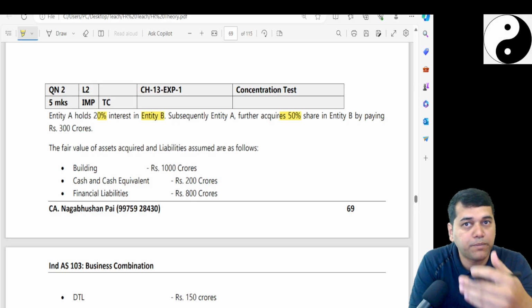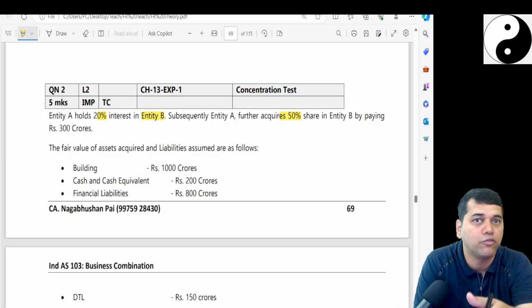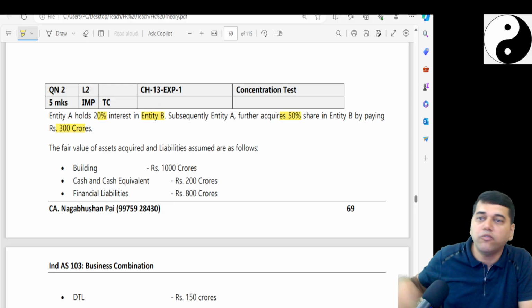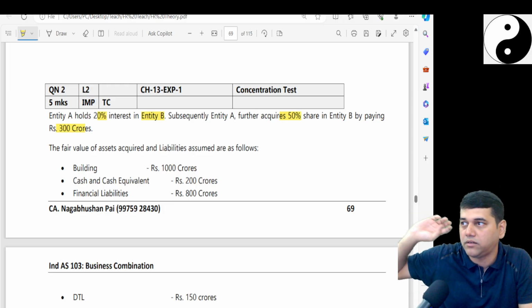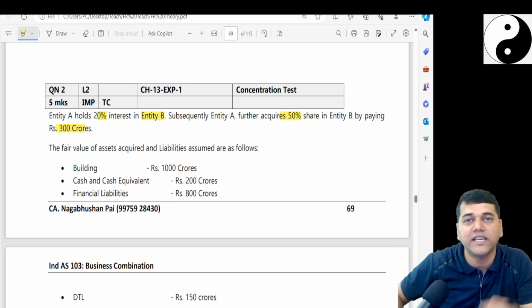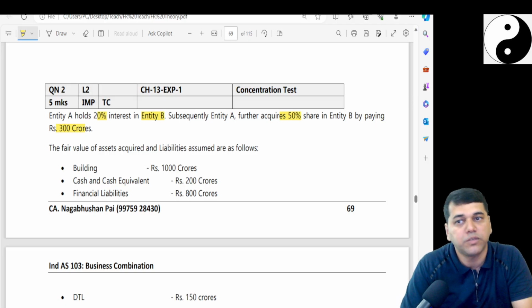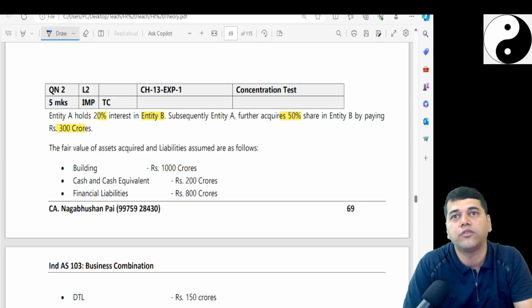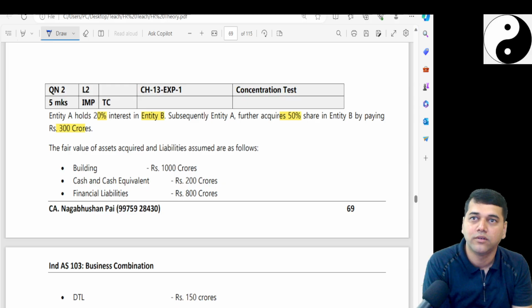So when we do the step acquisition, there is one way of calculation. We will see that as we proceed further. You paid 300 crores. Now already something was paid some time back, which is the 20% stake. Today you paid 300 crores for 50%. So what must be the business value before we proceed further? Can you tell me what is the business value? Today's day, what must be its business value? Business value means the value of the business as a whole.